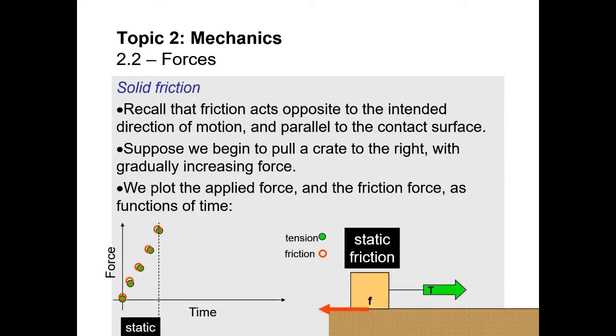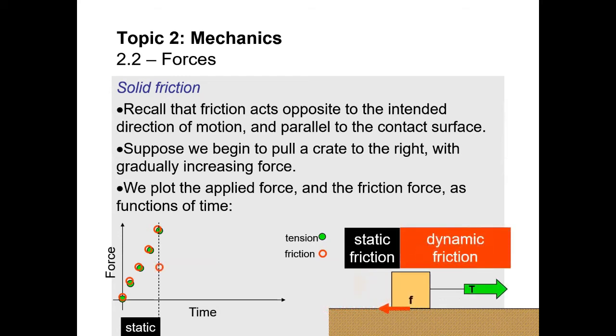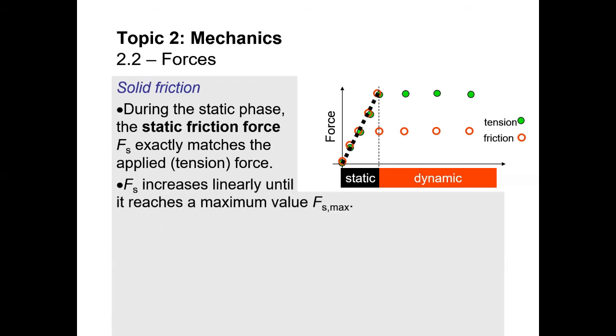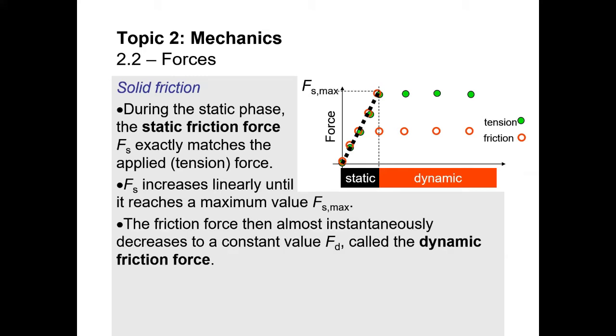And static friction reaches its maximum value. When the object starts moving, dynamic friction takes over. During the static phase, the static friction force exactly matches the applied force. Static friction increases linearly until it reaches its maximum value, the maximum static friction. The friction force then almost instantaneously decreases to a constant value Fd, called the dynamic friction force.